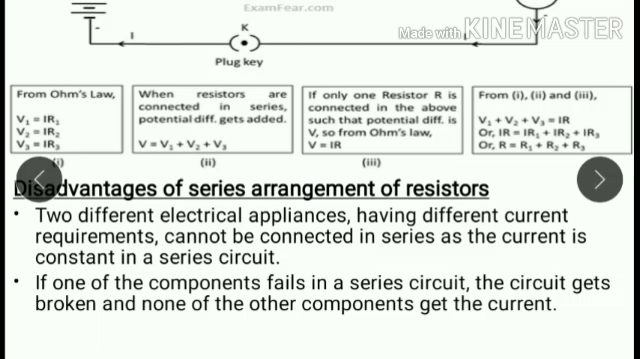They connected their connection. Okay, that is the disadvantage of the series combination.